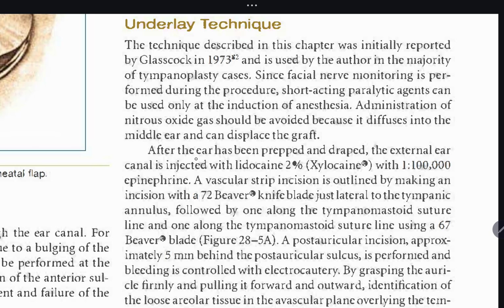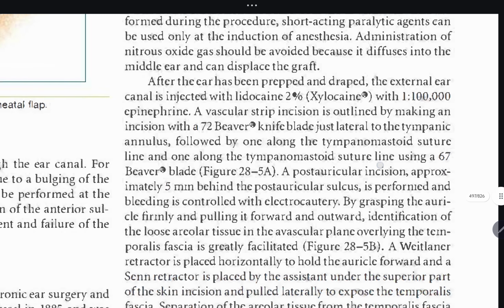the graft. After the ear has been prepped and draped, the external ear canal is injected with lidocaine 2% (Xylocaine) with 1 to 100,000 epinephrine. A vascular strip incision is outlined by making an incision with a 72 beveled knife blade just lateral to the tympanic annulus, followed by one along the tympanomastoid suture line using a 67 beveled blade. A postauricular incision approximately 5 mm behind the postauricular sulcus is performed and bleeding is controlled with electrocautery.